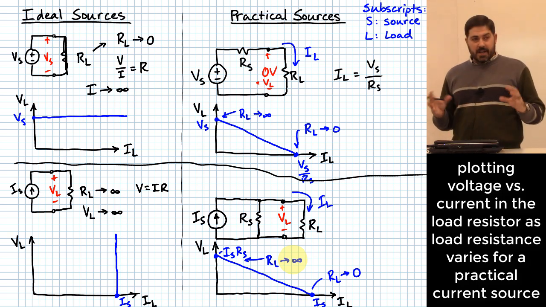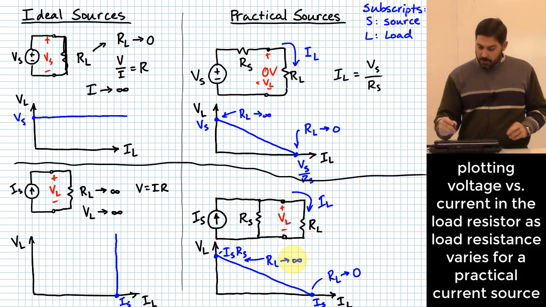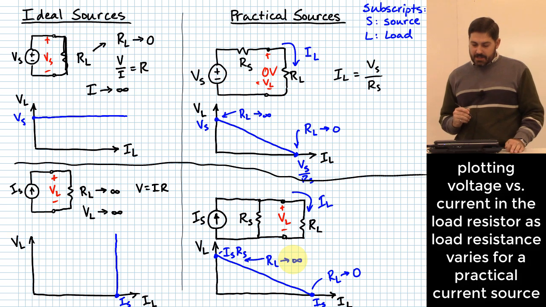All right. Does that kind of make sense? Like what the effect is of adding these resistors in for our practical sources versus our ideal sources? Any questions before we move to the next thing I want to do?